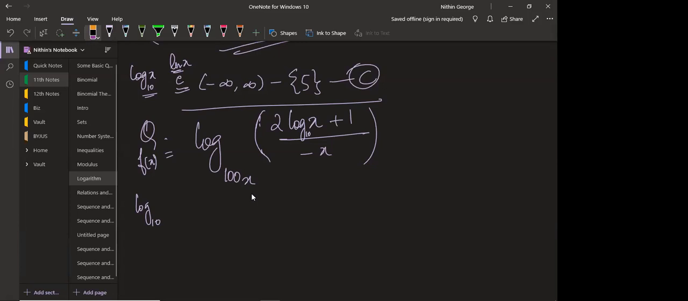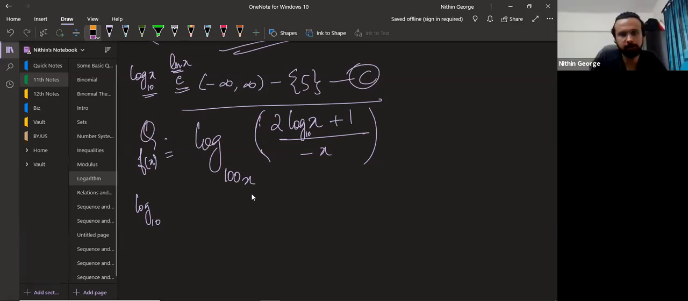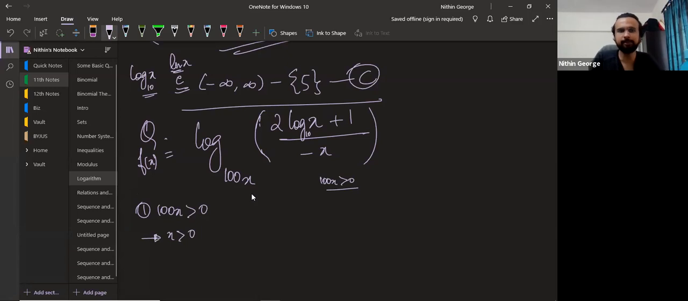So 100x should be greater than 0. We're starting with the condition. 100x should be greater than 0. Lovely. So what can you say about x? You divide both sides by 100. You get x greater than 0.